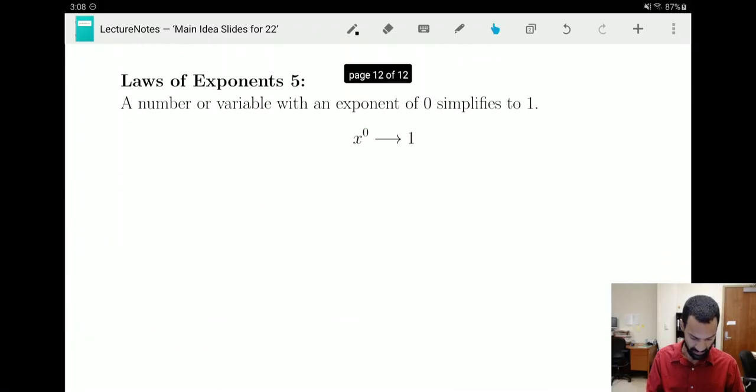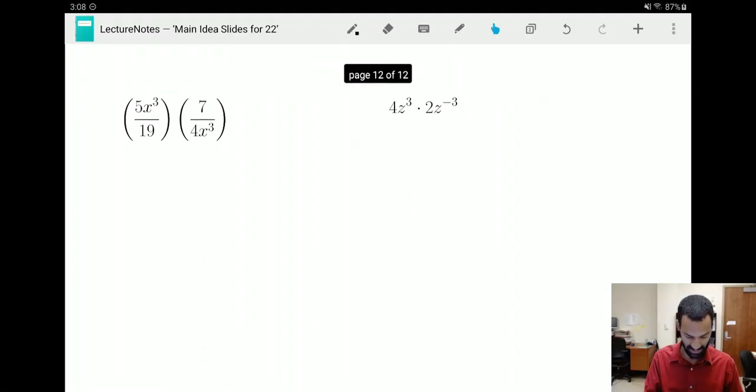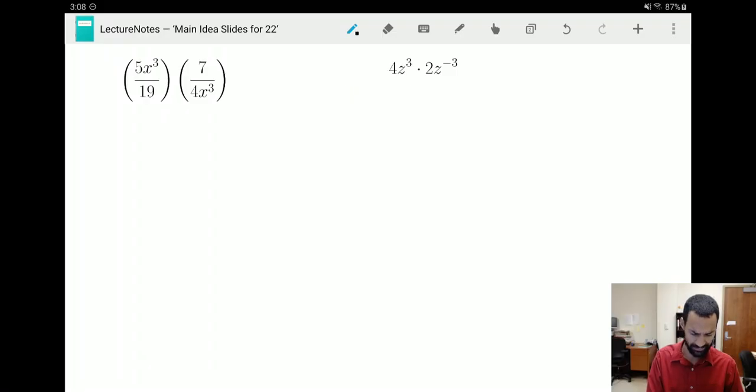Let's go into the last part here. The last of the laws of exponents that we're going to go over today. A number or a variable with an exponent of 0 simplifies to 1. Anything raised to the 0 power will simplify to 1. Okay, so what we're going to do here is try that out. 5 times x to the third power over 19 times 7 over 4x to the third power. Okay, multiply the numerators together. 7 times 5 is going to be 35 x to the third power. 19 times 4 is going to be 76 x to the third power there.